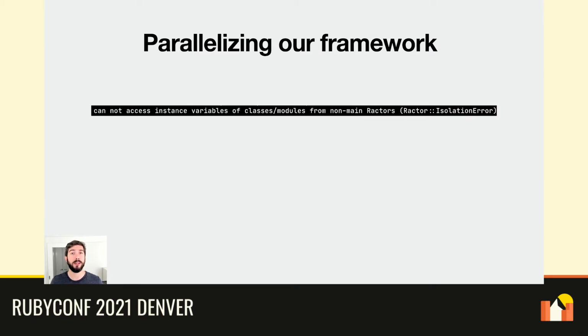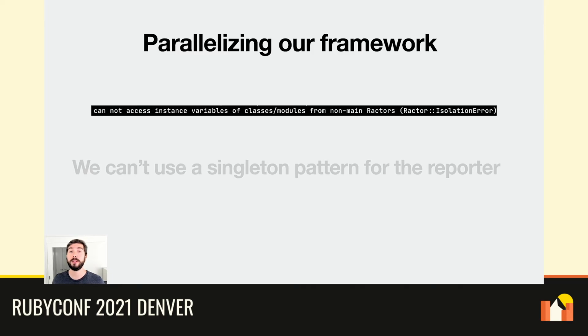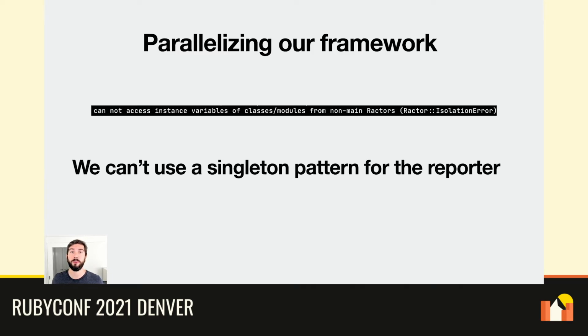But if we try to run this, we're going to get an error saying that class variables are not available outside of the main Ractor. So we can't actually read or use in any way class variables from child Ractors, from Ractors that we spawn. And this is coming from the singleton instance of our reporters. When we build a singleton instance, we typically use class variables, and so that is what's causing this problem.